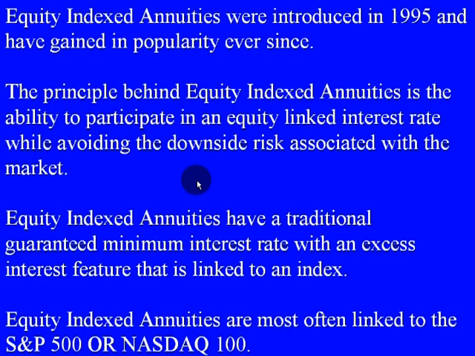The principle behind equity index annuities is the ability to participate in an equity-linked interest rate while avoiding the downside risk associated with the market. Equity index annuities have a traditional guaranteed minimum interest rate with an excess interest feature that is linked to an index. Two examples of an index would be the S&P 500 or NASDAQ 100.